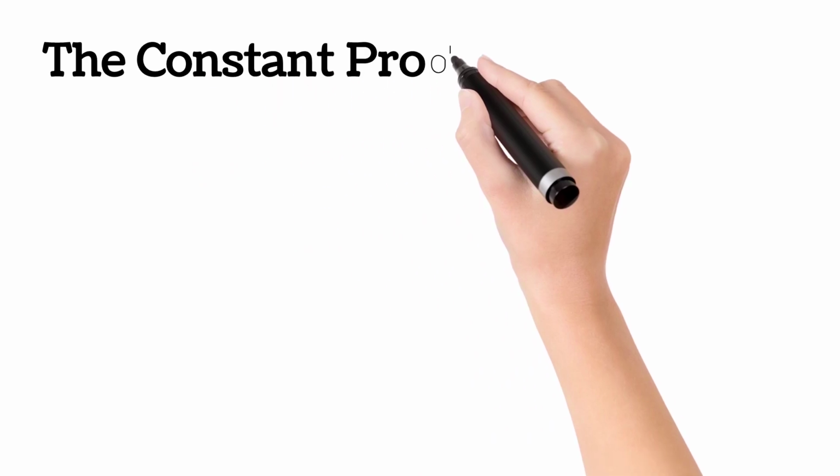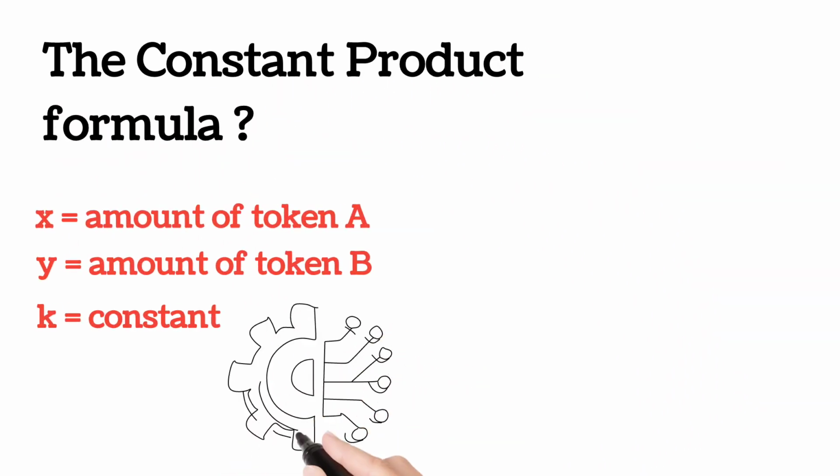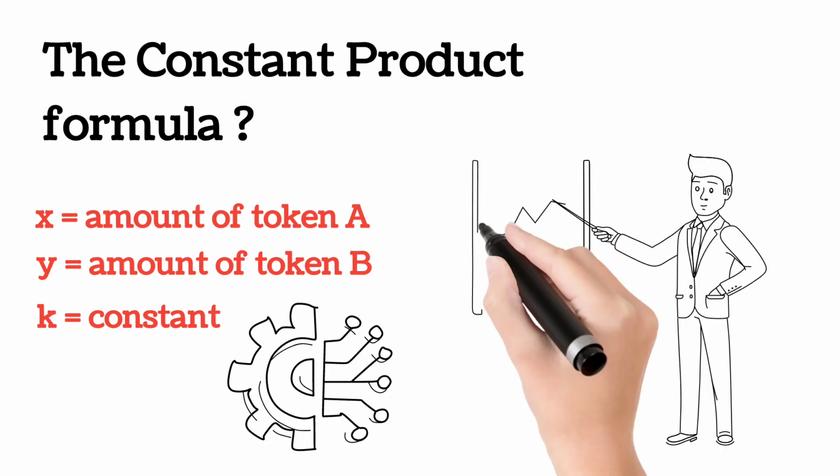The constant product formula. This is the heart of Uniswap. Whenever you trade, the pool adjusts prices automatically.